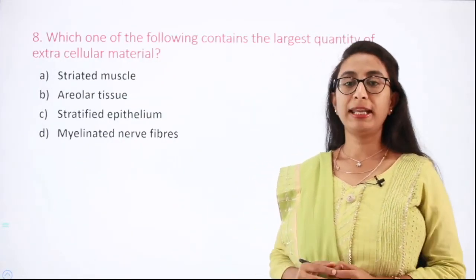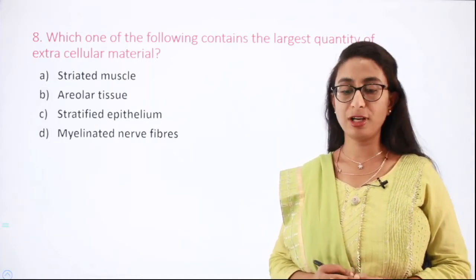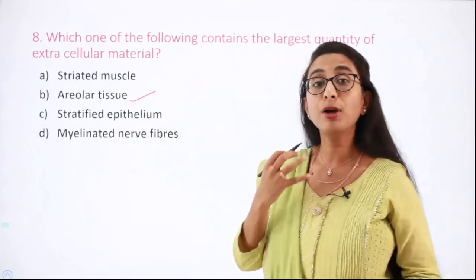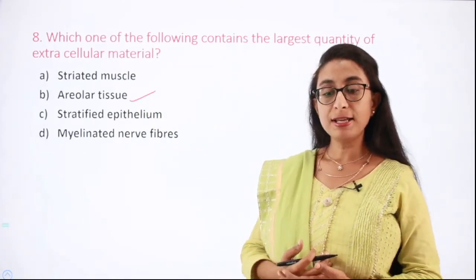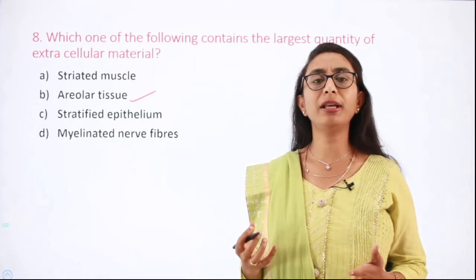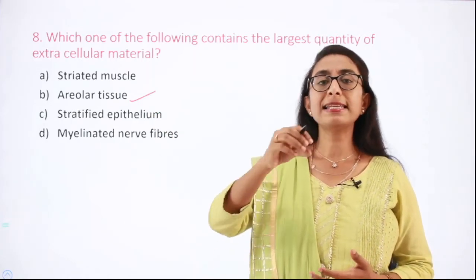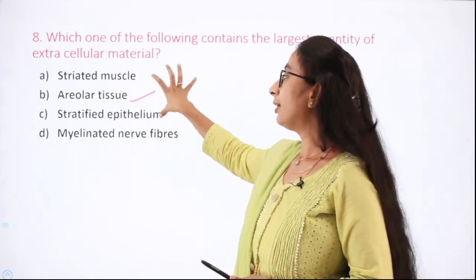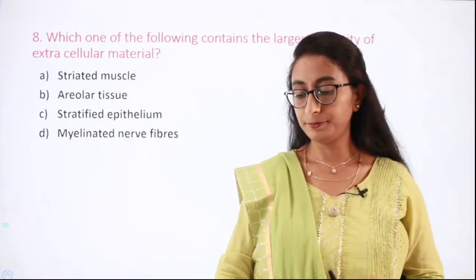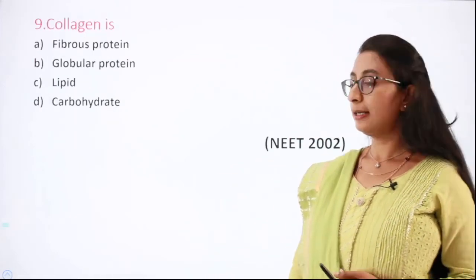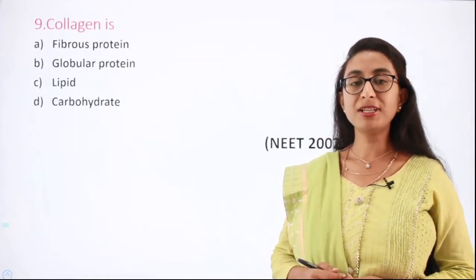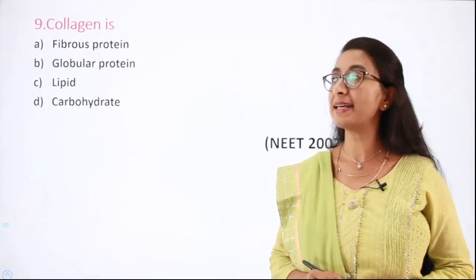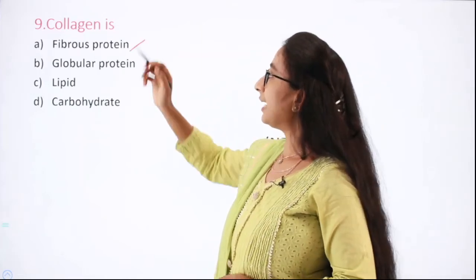Which one of the following contains the largest quantity of extracellular material? It is the areolar tissue. Why? Because it is a loose connective tissue, isn't it? So it has the largest quantity of extracellular material wherein you can find the cells are suspended very far away from each other. So that is why areolar tissue is the right answer. Collagen. Collagen is a fibrous protein, isn't it? It is secreted by cells called fibroblasts. So, answer option A is the correct one.